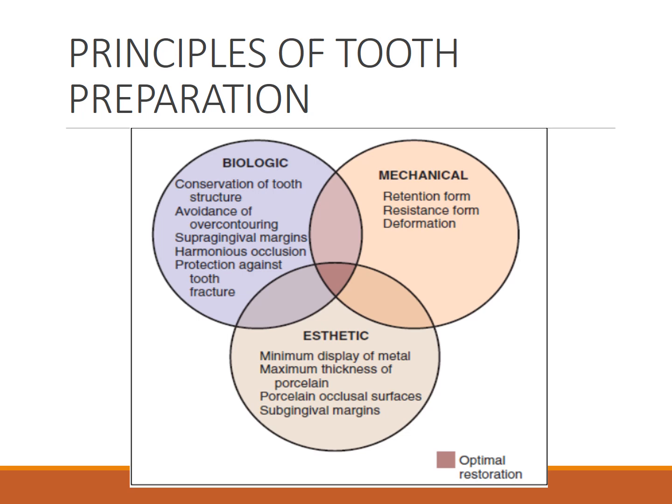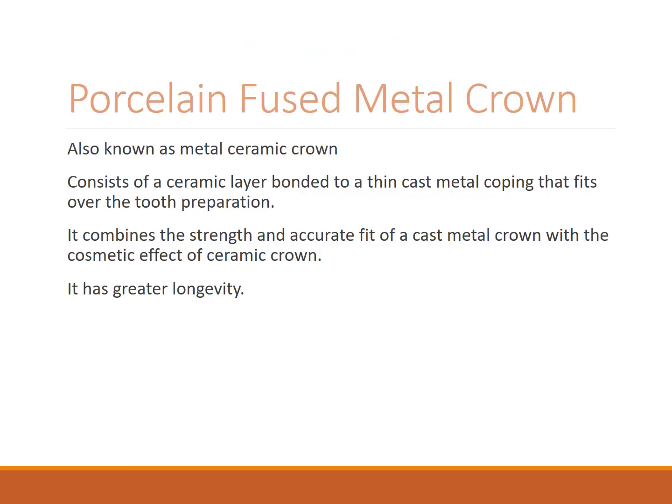Coming to porcelain fused to metal crowns, also known as metal ceramic crowns, they consist of a ceramic layer bonded to a thin cast metal coping that fits over the tooth preparation. It combines the strength and accurate fit of a cast metal crown with the cosmetic effect of a ceramic crown. It has greater longevity. So this is basically the introduction.